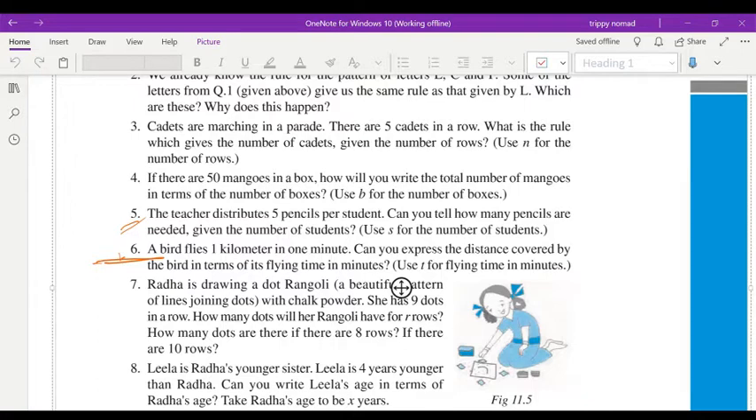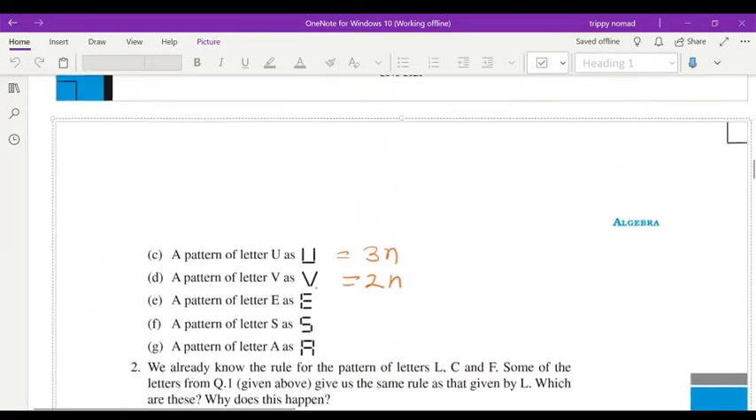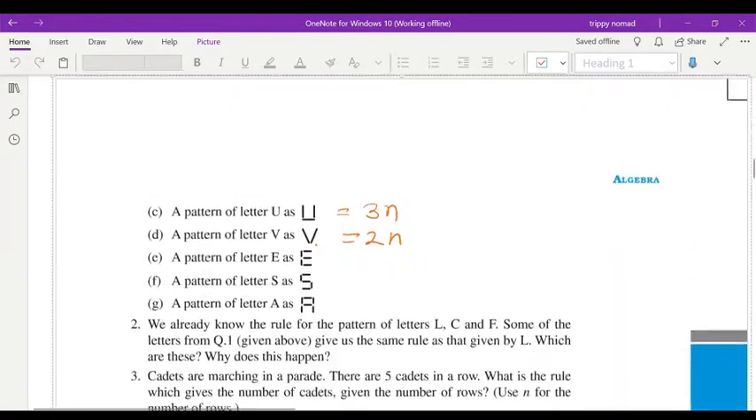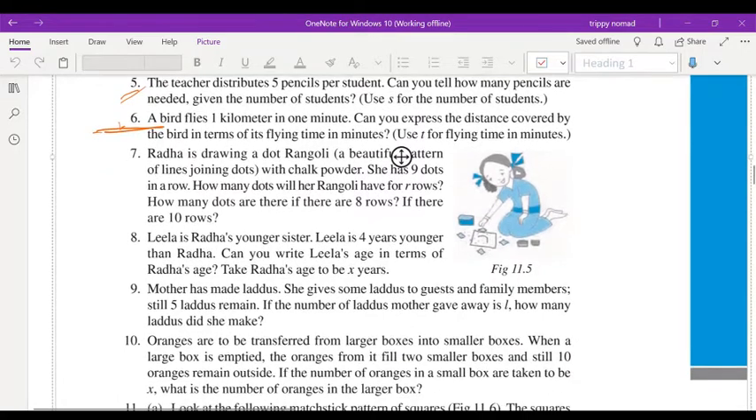In the previous video I explained the sums of this exercise, that is 11.1, and I gave the homework up to 6. I hope all of you have finished. Now question number 7 we are going to start.